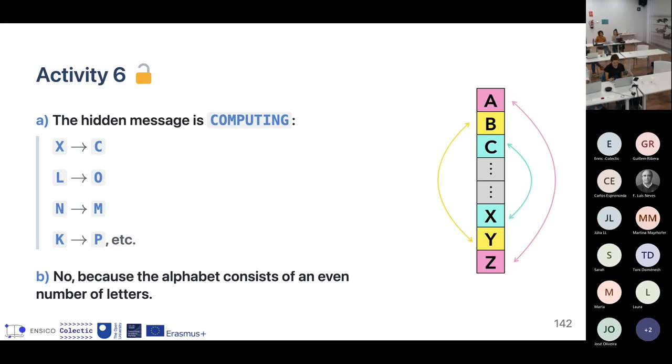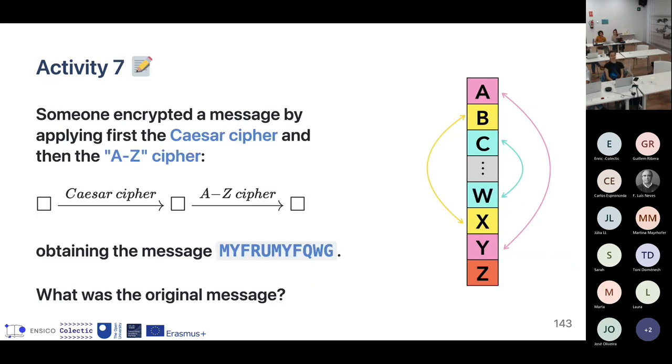Every letter is mapped to a different letter, okay? Now we have a more difficult question for you because we're very evil. And what happened? Well, someone encrypted a message by applying first the Caesar cipher and then the AZ cipher. So the AZ cipher is like you switch A with Z and so on. And the person got this message in the end. What was the original message then?